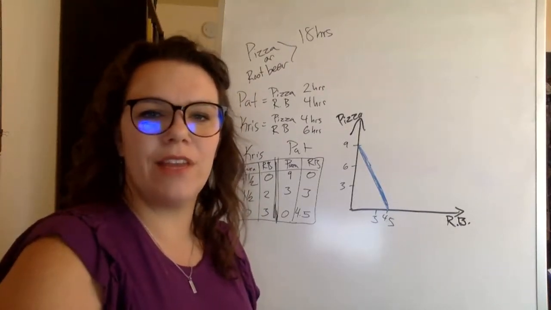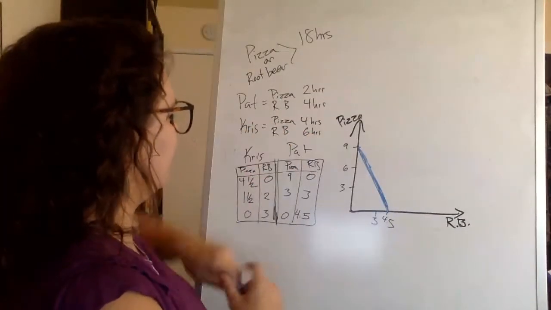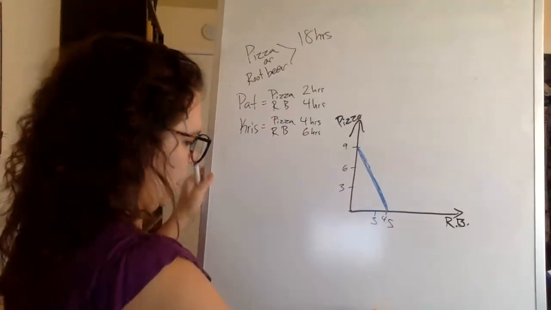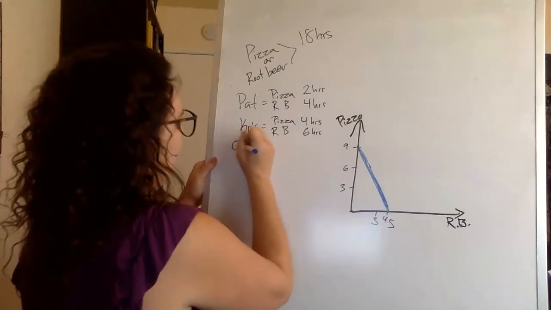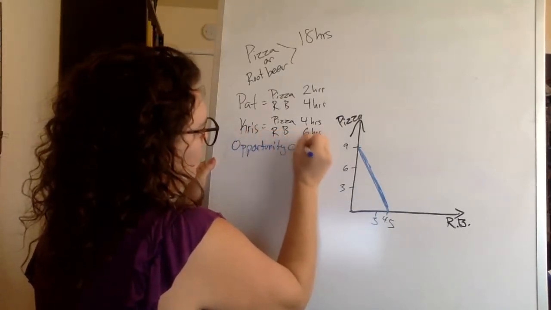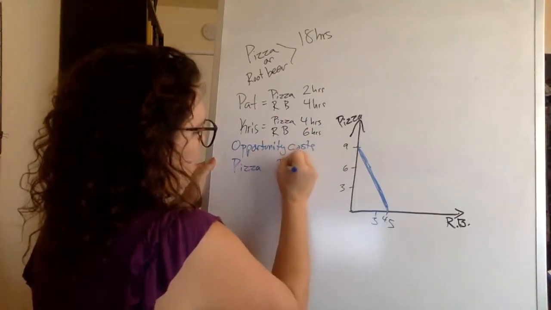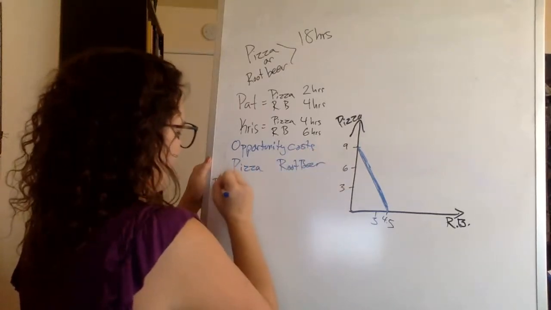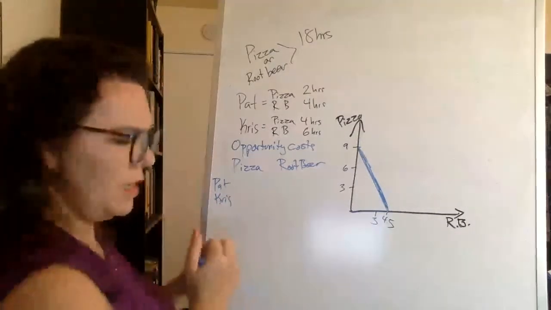Now we want to know the opportunity cost of making pizza for both Kris and Pat, and then who has the absolute advantage and the comparative advantage. So we have their explicit costs here. Let's make a new table and look at their opportunity costs. So we've got pizza and root beer. And we have Pat and Kris. I'm still in frame here, more or less.